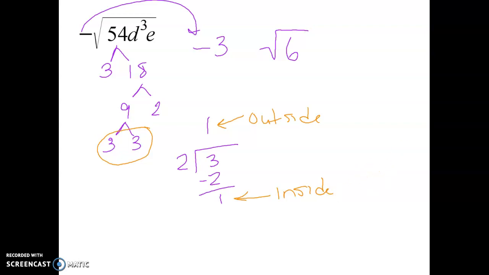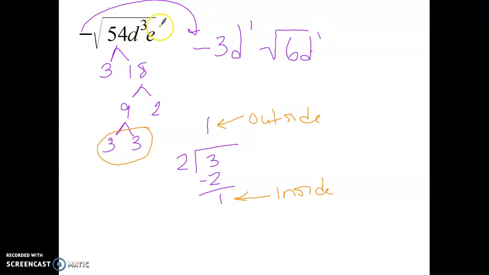So when I get ready to write my final answer, for the variable d, I'm going to have an exponent of 1 on the outside. You can choose to write that 1 or not write that 1. It's understood. And an exponent of 1 on the inside.